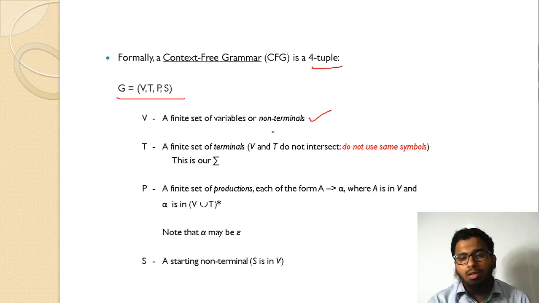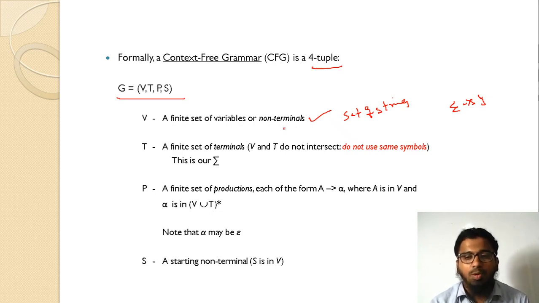So non-terminal is nothing but a set of strings. But terminal is nothing but symbols, like sigma. Terminal is nothing but symbols, and non-terminal is nothing but a set of strings. Okay, this is the difference between terminal and non-terminal.